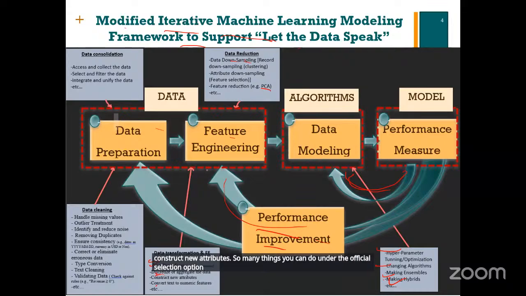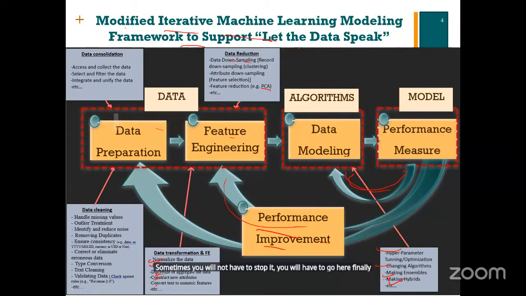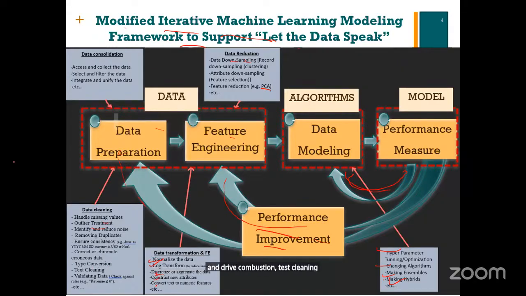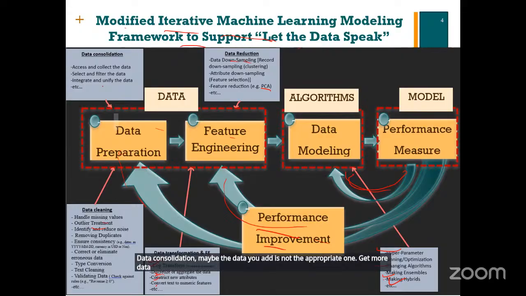Sometimes you may not have to stop there. You may have to go here, finally, prepare the data. The missing value is there, outlier is troubling you: identify, reduce noise, type conversion, text cleaning, data consolidation. Maybe the data you had is not the appropriate one. Get more data, integrate them together, aggregate them together, and a host of other stuff you may do.